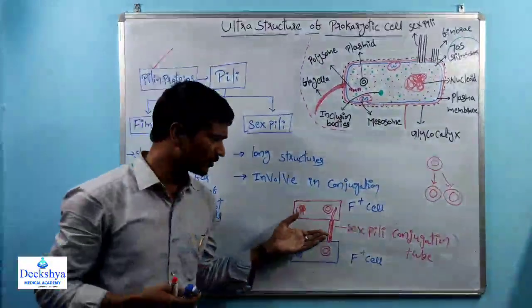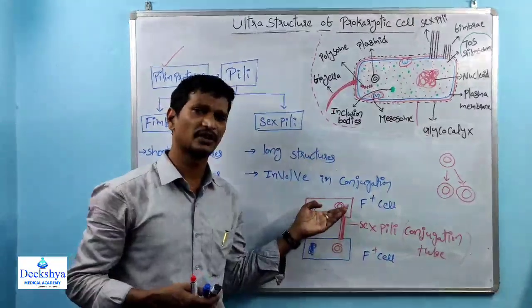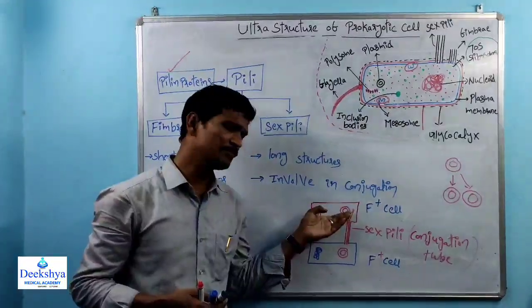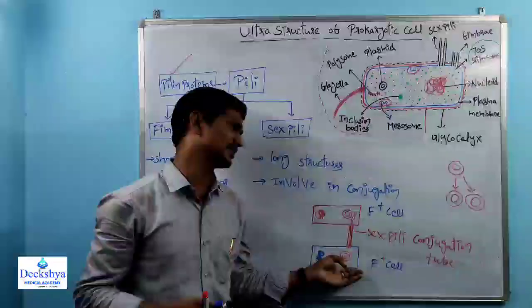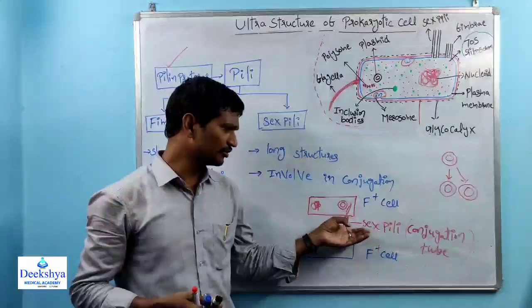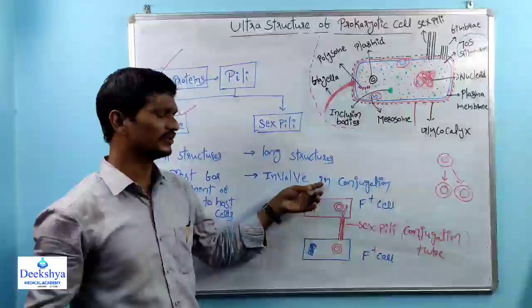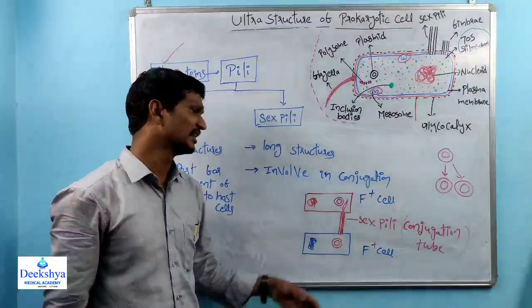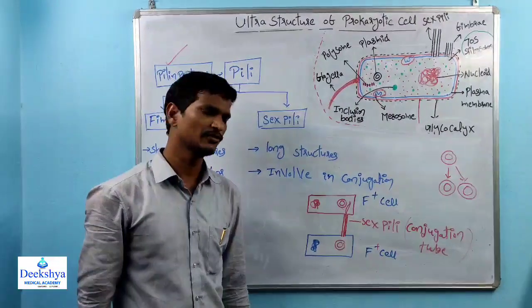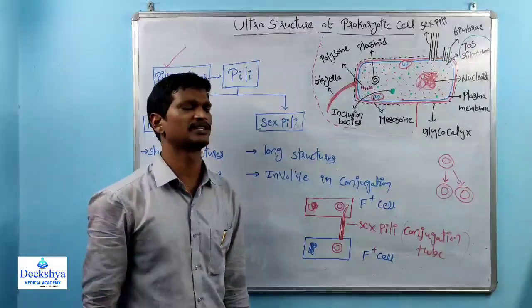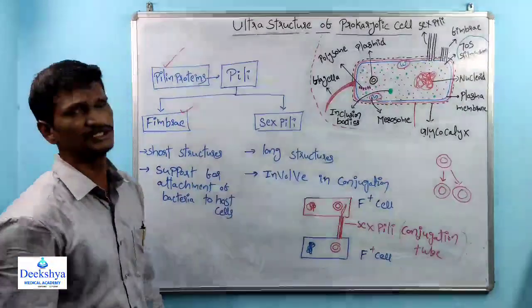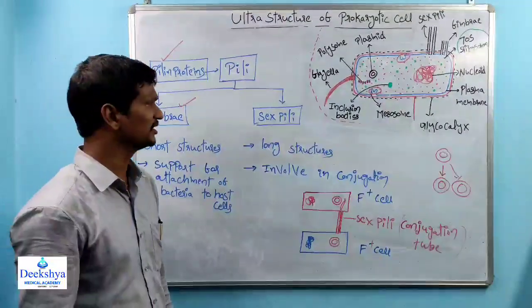So what is the use of conjugation tube here? Transfer of plasmid DNA from F plus cell to F minus cell. That conjugation tube is nothing but the sex pillars. Sex pillars are involved in conjugation. What is conjugation? Transfer of plasmid DNA from F plus cell to F minus cell. So this process is called as conjugation.